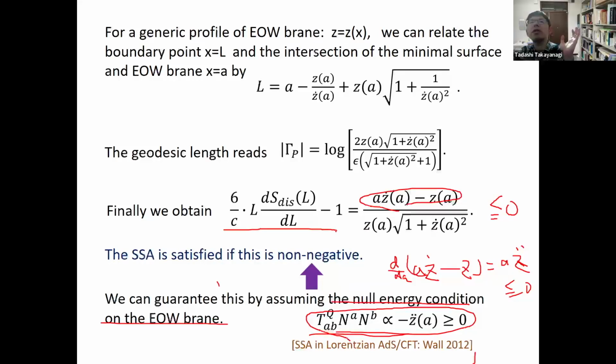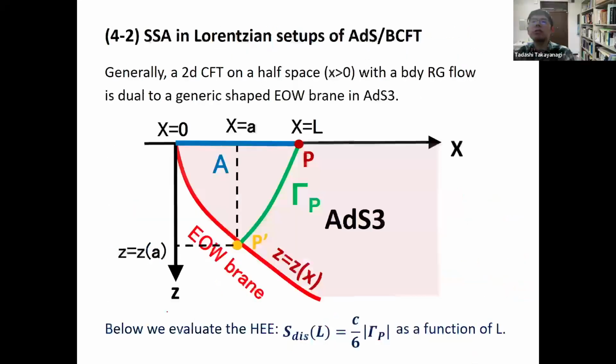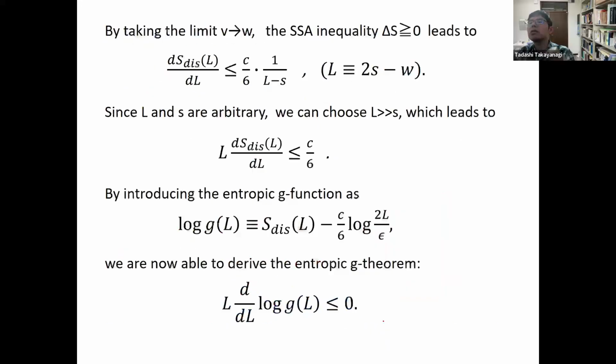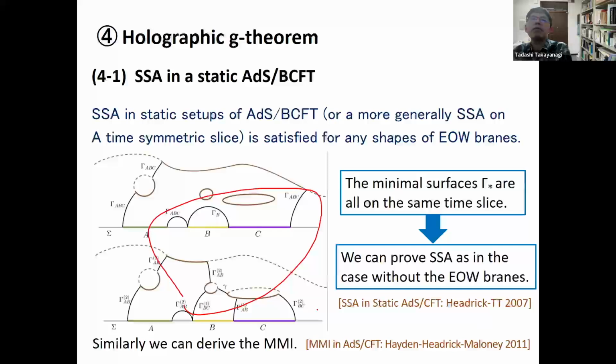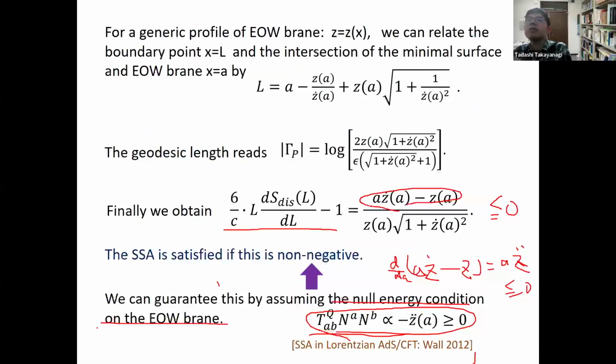But previously, I said that we proved the entropic G-theorem. This is much stronger. We don't need holography. That means we can go beyond this kind of classical gravity dual calculation. It includes even quantum gravity. Okay, but anyway, what does this G-theorem tell us? Here is a geometrical consequence of the G-theorem.